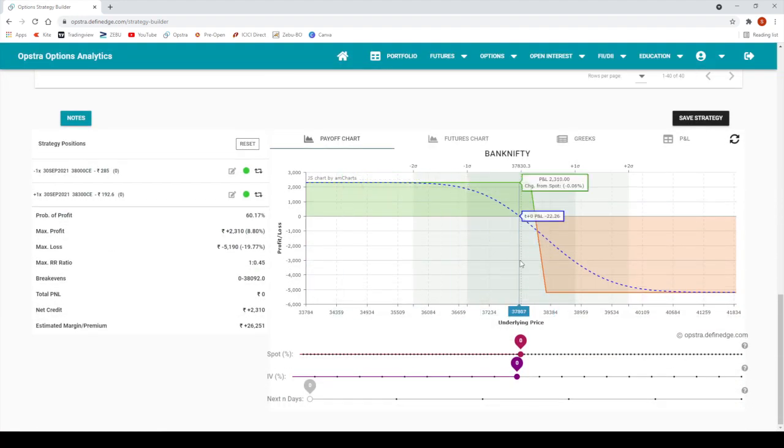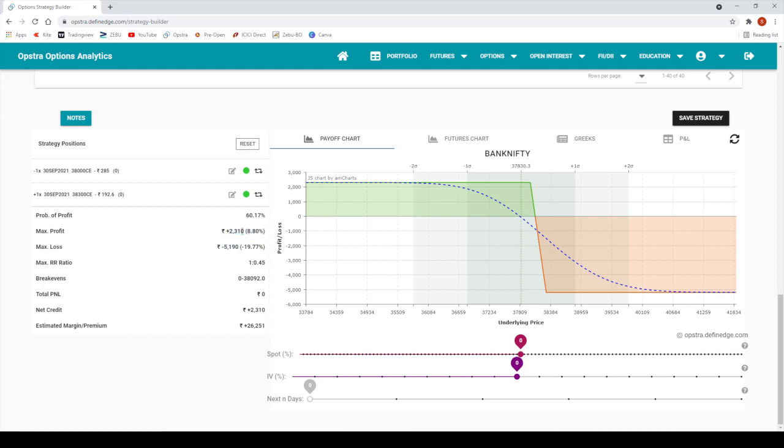Okay. So this is our payoff chart. So what is our break even? So 38,092. That means, so if the market goes beyond 38,100, we will be in loss. So if market stays below 38,100, so we will be in profit. So what is the maximum profit? 2,300 and maximum loss 5,190.